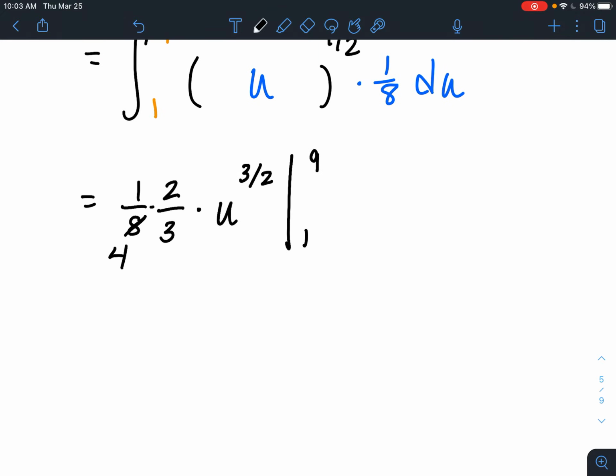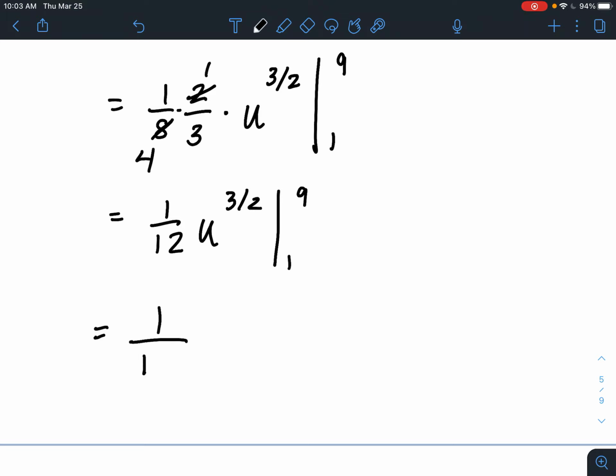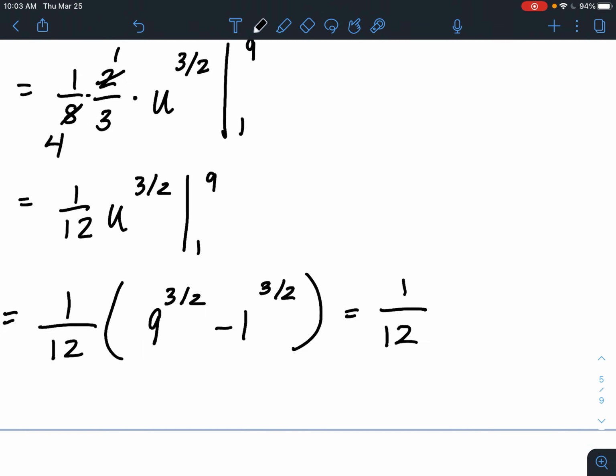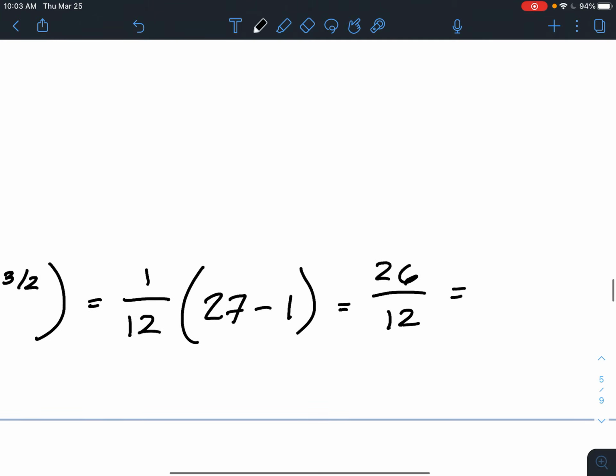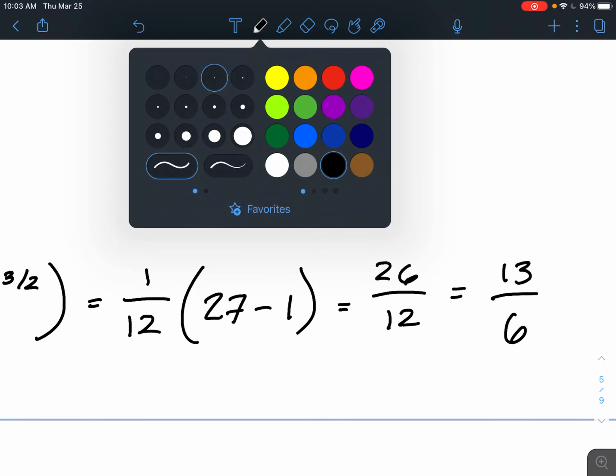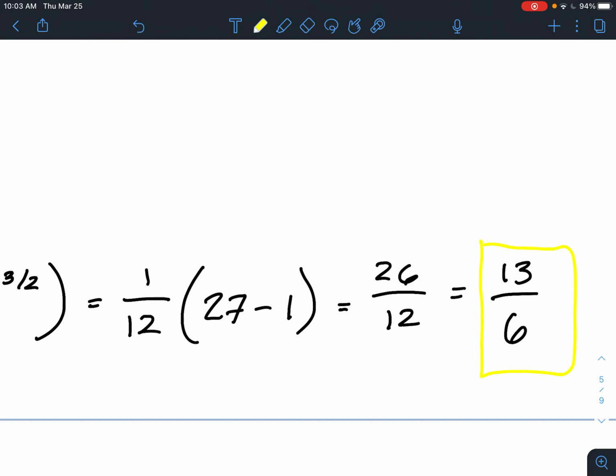So that's going to give me 1/12 of u to the 3 halves from 1 to 9. I'm going to leave the 1/12 on the outside while I evaluate this. So 9 to the 3 halves power minus 1 to the 3 halves power. Okay, so 9 to the 3 halves, square root of 9 is 3, 3 cubed is 27, 1 to the 3 halves is 1. So we're going to get 26 over 12, which is 13/6. So the exact length of that curve is 13 over 6 between 0 and 1.